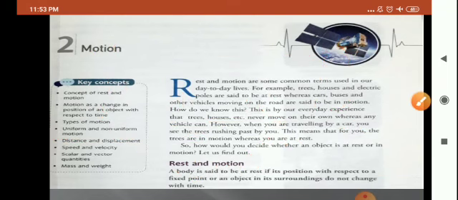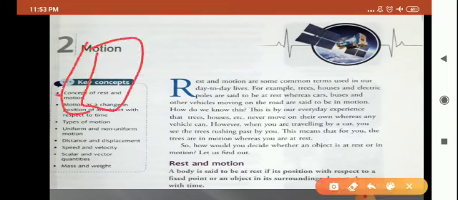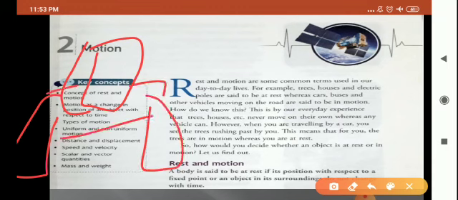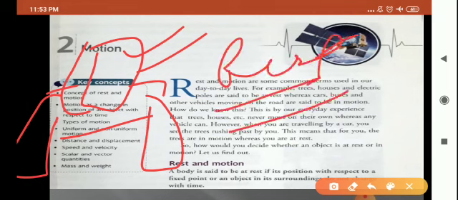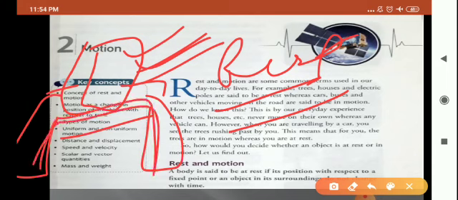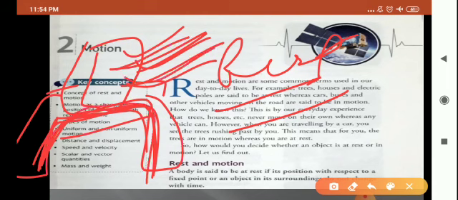There are many examples of objects which are at rest. Suppose I say your book lying on a table. Is this book at rest? Yes, this book is at rest because the position of the book with respect to a fixed point, which can be anything. Suppose this fixed point is this table. Suppose this table is not changing with time. The position of this book with respect to a fixed point is not changing with time. So this book is at rest.